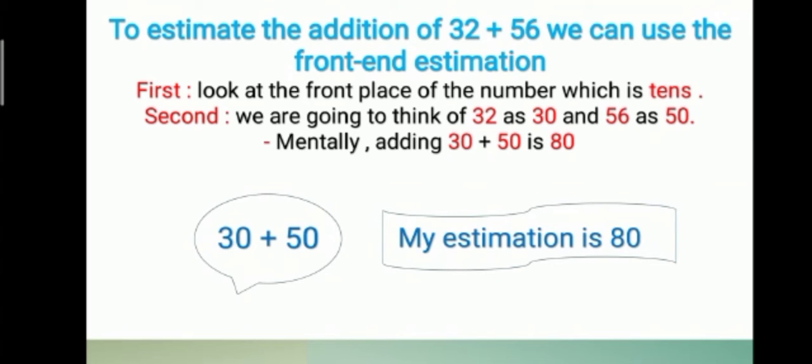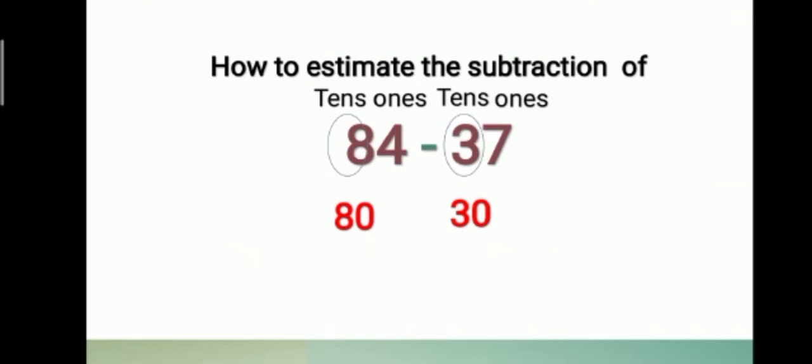First, look at the front place of the number, which is tens. Second, we are going to think of 32 as 30 and 56 as 50, as we said before. So mentally adding 30 plus 50 is 80. We make the ones plus and the tens plus, so our answer is 80. So my estimation is 80.